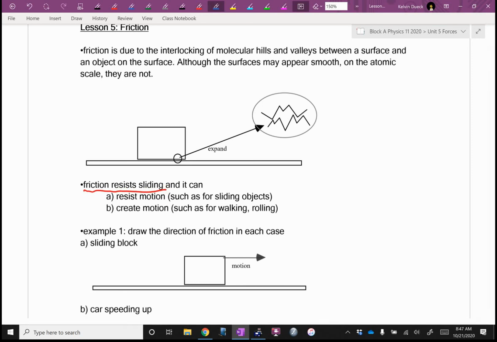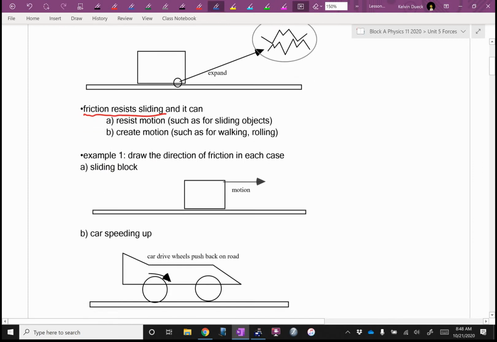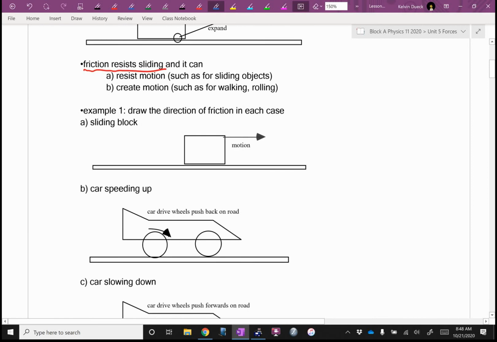That's the direction. A couple of days ago, we did air resistance. We said that air resistance was always in the opposite direction of motion. Friction, if you want the direction, it's going to resist the sliding. Because of that, it means it can resist motion, but it can also create motion. So for example, example 1, draw the direction of friction in each case.